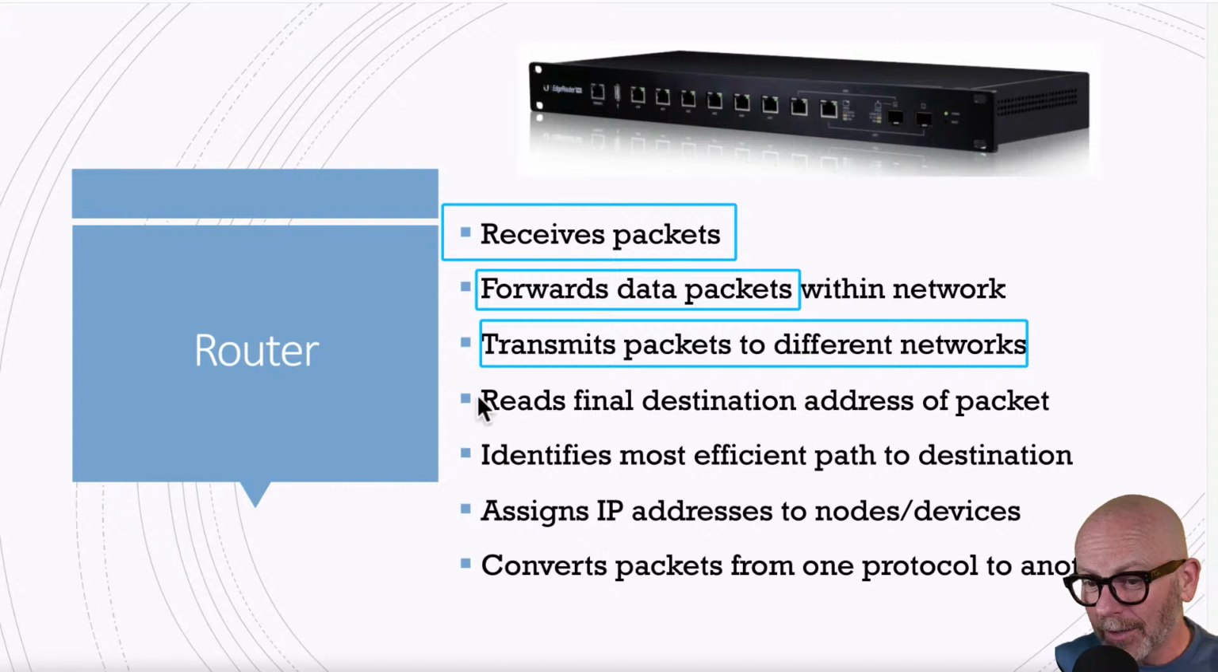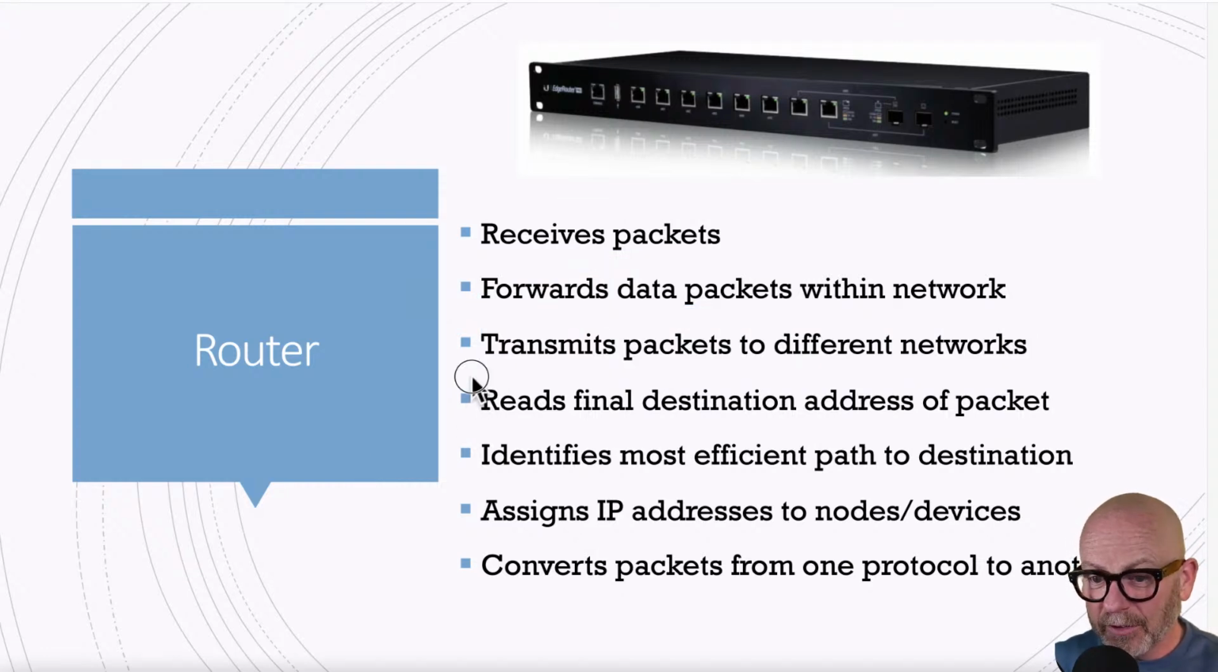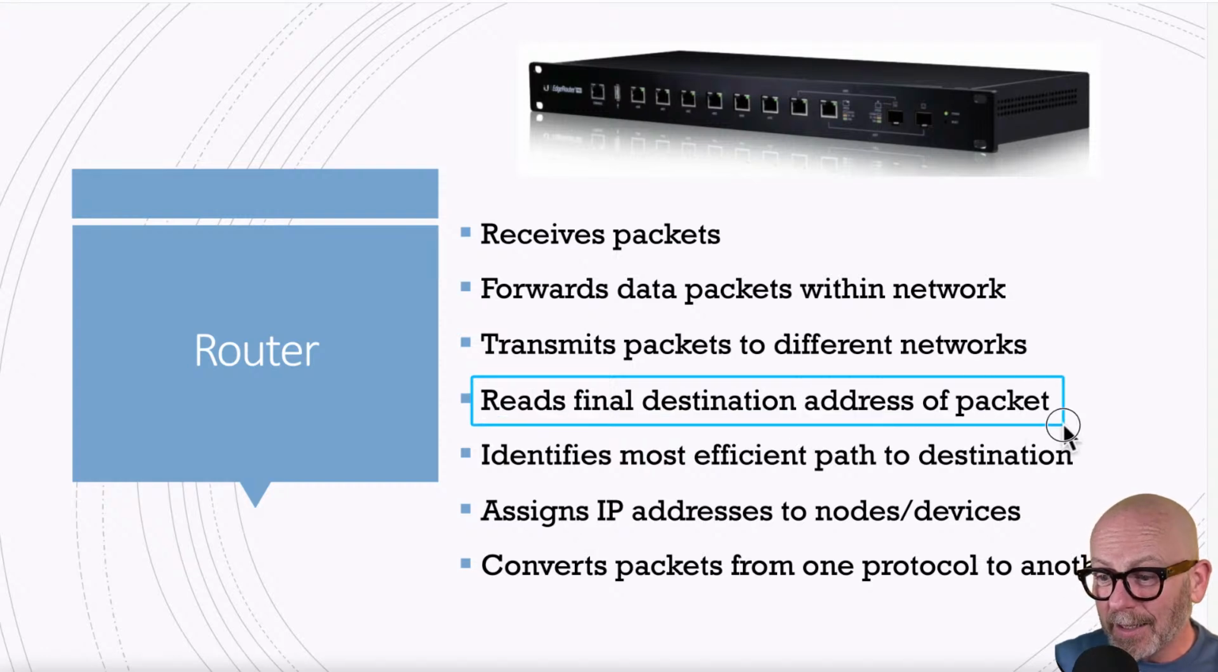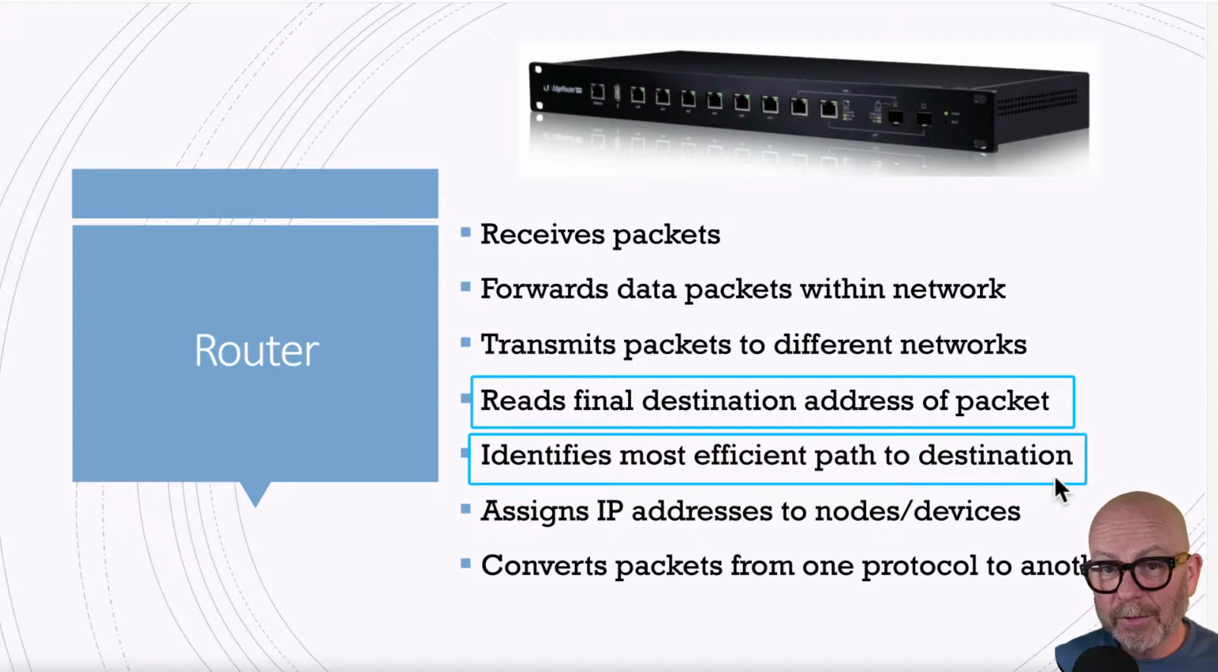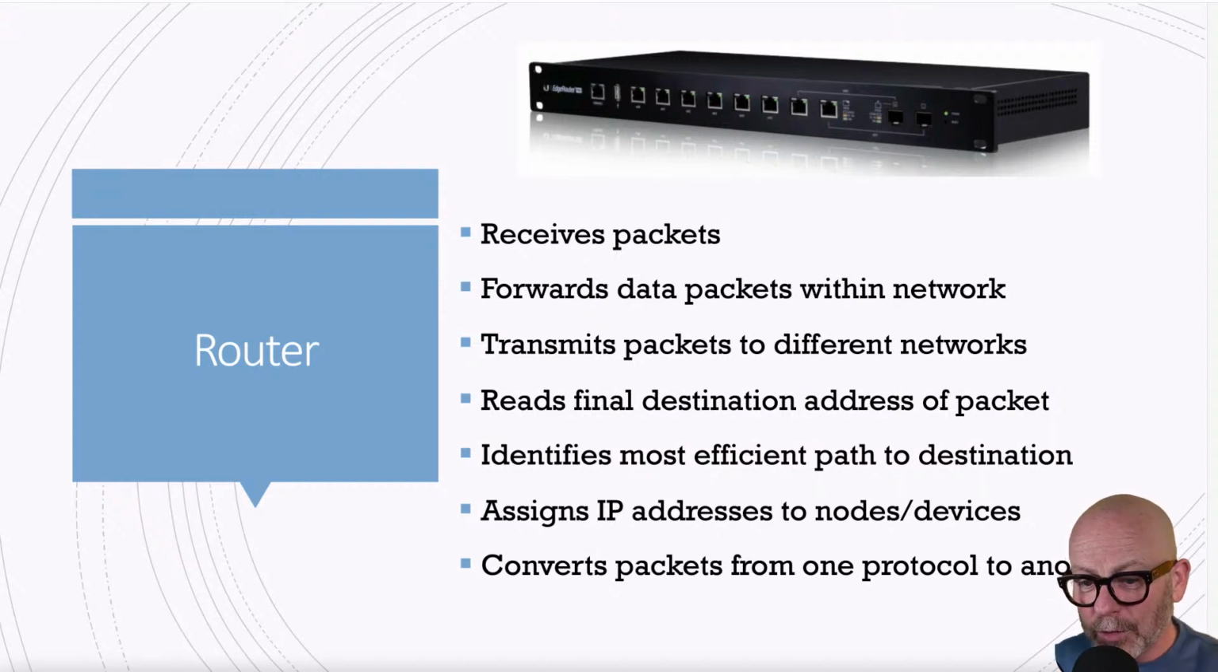There's a third mark. The final thing is there's lots more. It can read the final destinations. The router's quite an important piece of kit here. It'll read where the packet's supposed to go. It'll work out the most efficient path. So, for example, if you are sending data from here to Hong Kong, it will go through half a dozen routers. And so these routers are identifying the quickest route to send your data. A router also assigns IP addresses, which are the Internet Protocol addresses, and it converts packets from one protocol to another.